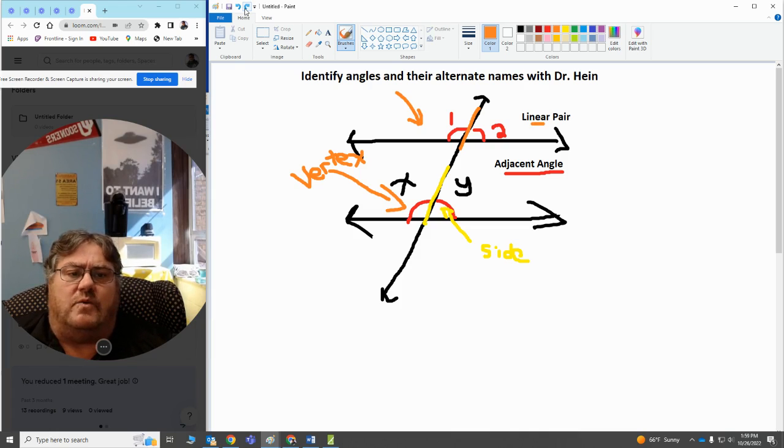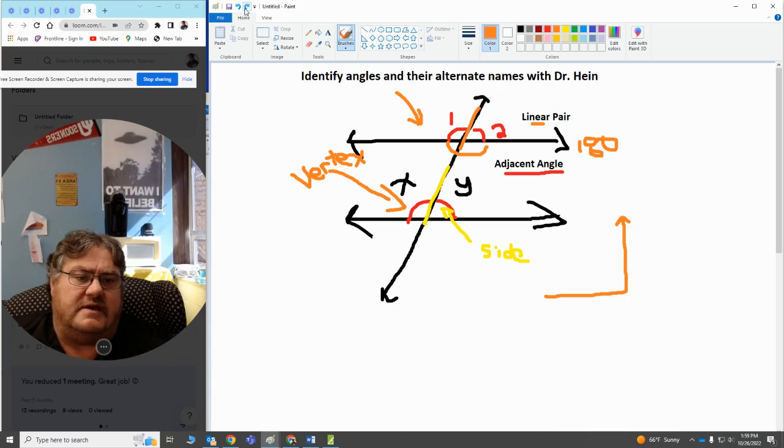Okay, where it gets the name linear pair, notice that there is a straight line. Okay, and that means that this line is 180 degrees. Okay, now linear pairs, all linear pairs are adjacent, but not all adjacent angles are linear pairs.